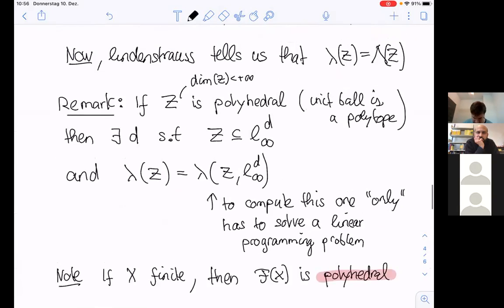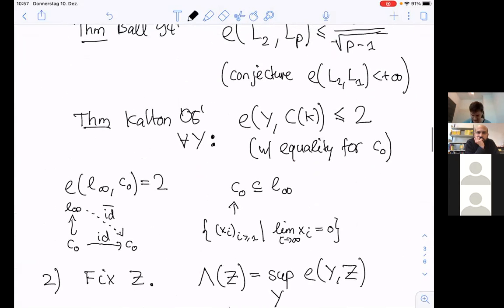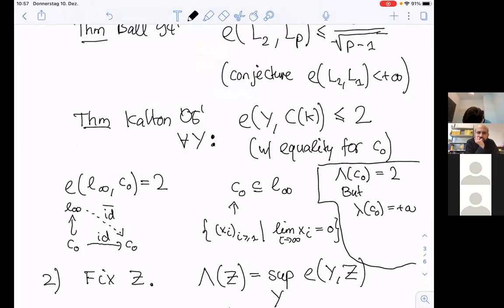Maybe, sorry for this, but before, if you remember, we had Carlton's result, let me just state this with our new notation. It's just a small remark. We have that big lambda of C0 is 2, where Y is arbitrary, and C0 is a Lipschitz retract, but the small lambda of C0 is infinity. This is not easy to see, but this is a theorem of Sobczyk from the 40s.